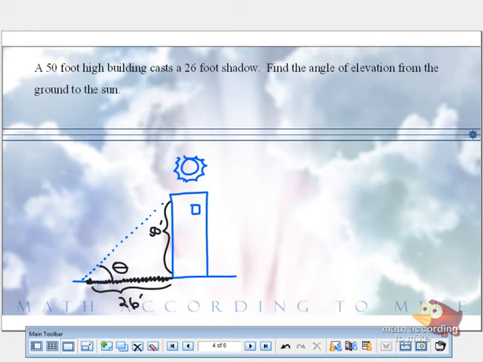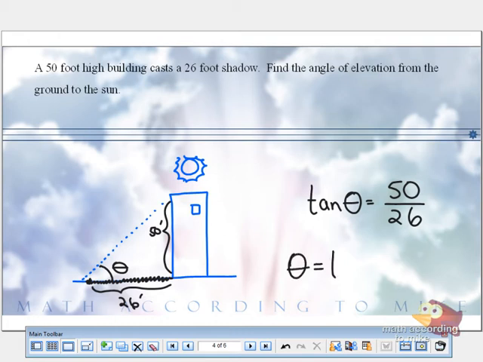So according to theta, we have the opposite and we have the adjacent. So which function should we use? Tangent. So the setup would be tangent of theta equals opposite over adjacent. Since we have an acute angle here, what should we do to solve for theta? Take the inverse of both sides. So that'll give us theta equals tangent inverse of 50 over 26. Is everyone okay with that?